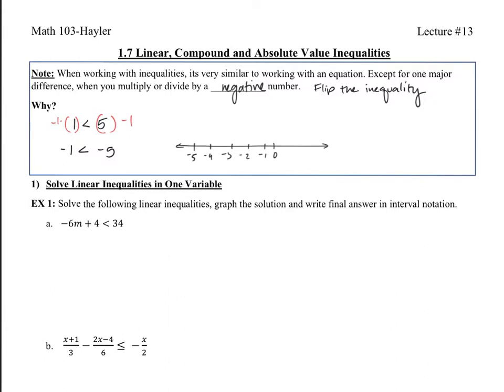So to balance that out, we have to flip the sign when we multiply by a negative number. If I flip the sign, I end up with negative 1 is greater than negative 5. And does that make sense? It does. Negative 1 is greater than negative 5 because it is to the right of negative 5. So that's the reason why. Because of how negatives work with greater than or less than, you need to make sure to flip the sign when you multiply or divide by a negative number.